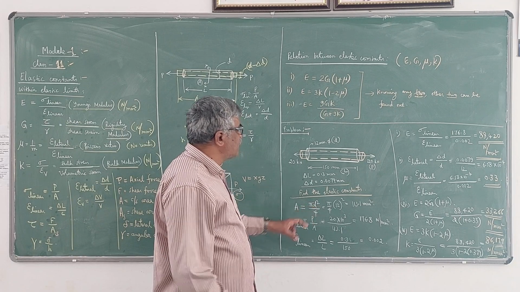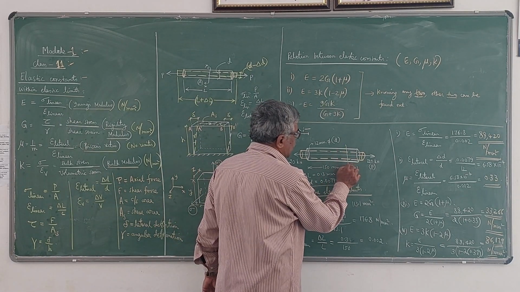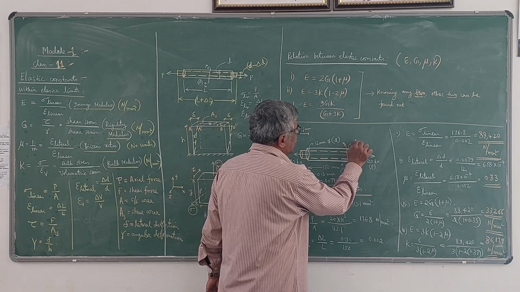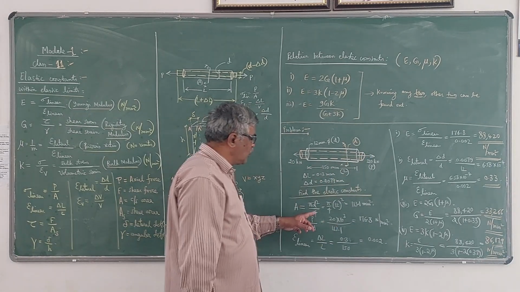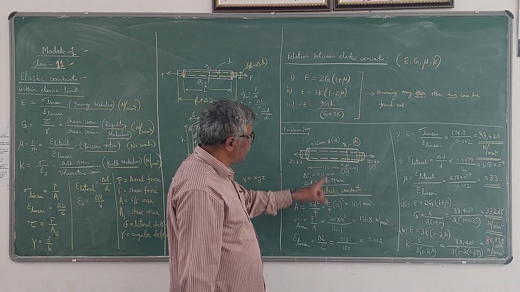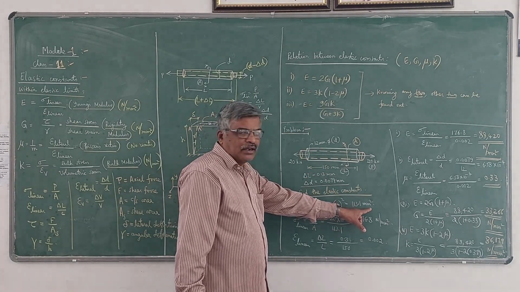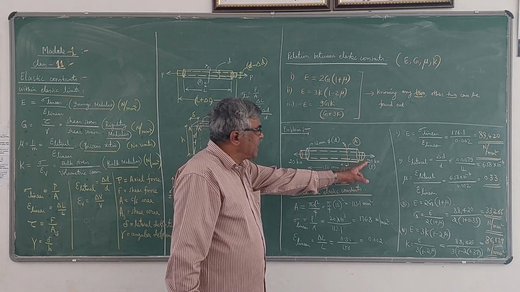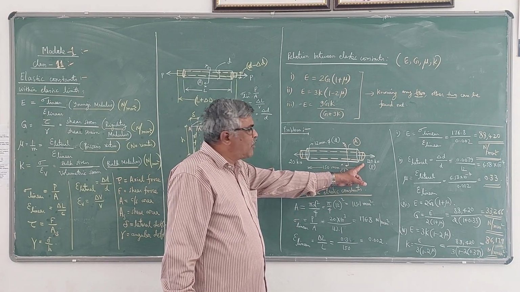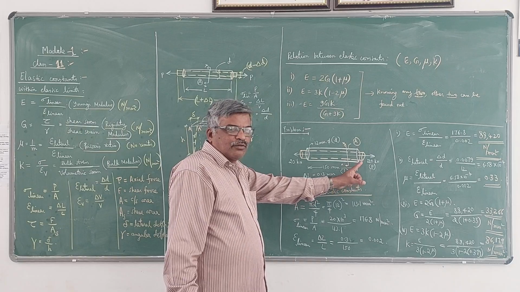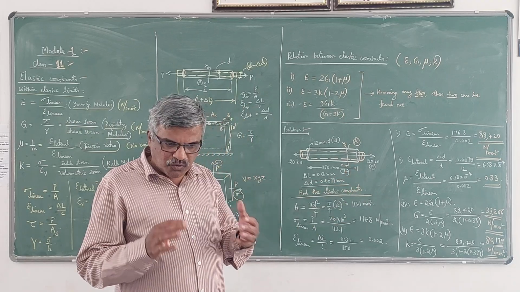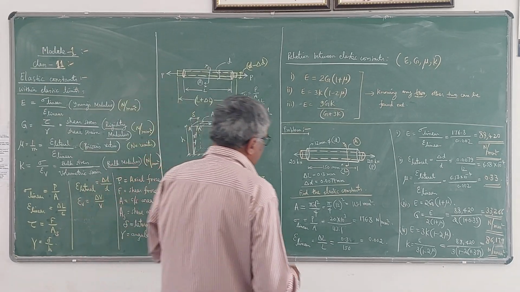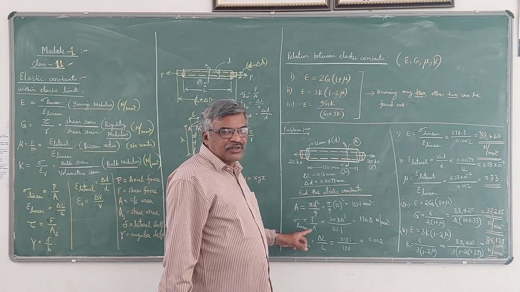So pi d square by 4, this is a circular or cylindrical rod. So the cross-sectional area is given by pi d square by 4. If you substitute d as 12 mm, you will get 113.1 millimeter square. Now once you know the tension force acting on the bar and the cross-sectional area, that force itself will act as a resistance force which is going to develop within the body. That resistance force divided by the cross-sectional area gives the linear stress.